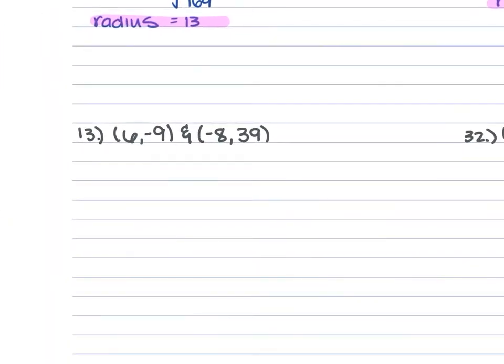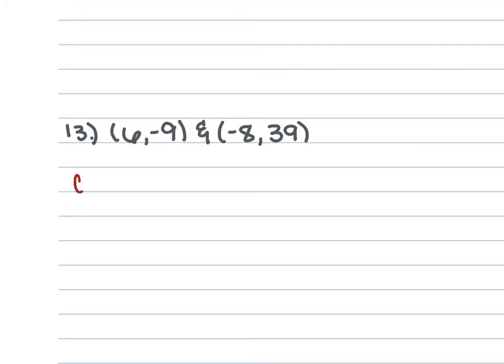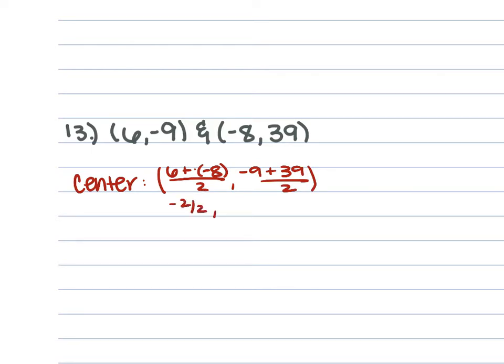For 13, we have (6, -9) and (-8, 39). So to find our center first, we're going to have 6 plus negative 8 all over 2, and negative 9 plus 39 all over 2. So this is going to give us negative 2 over 2, 30 over 2. So that's negative 1, 15.